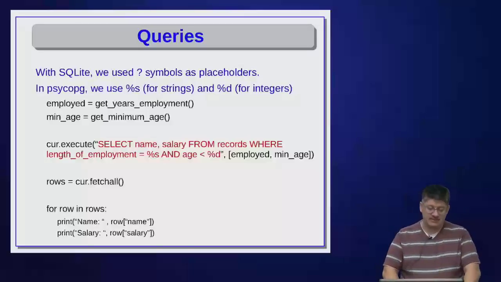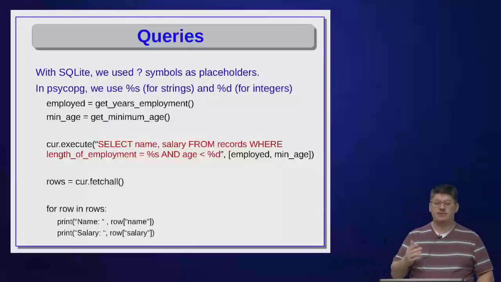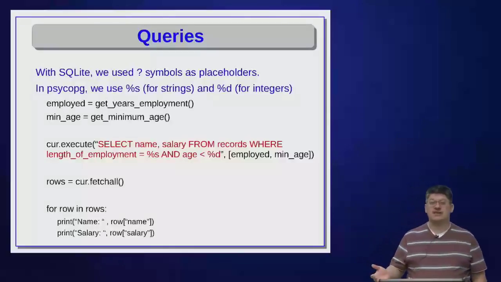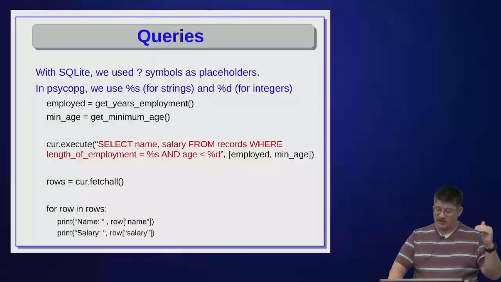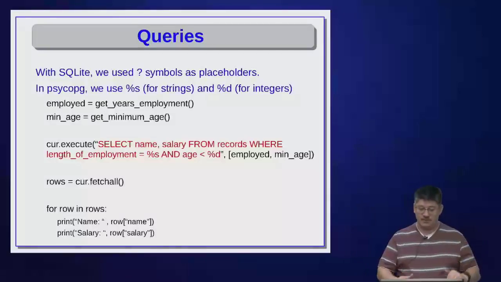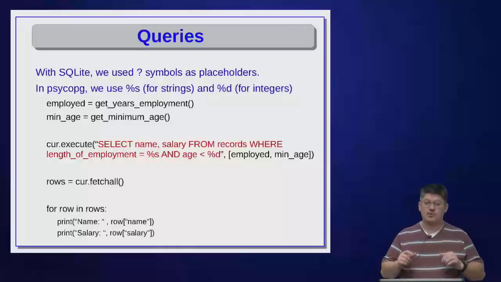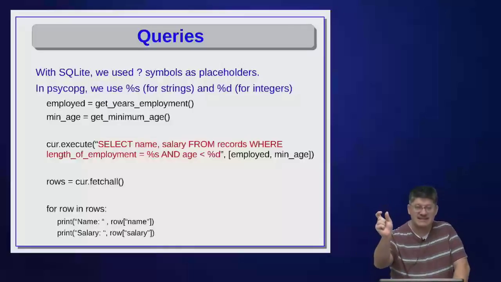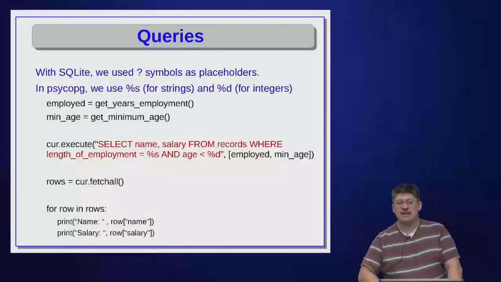And so I can do something like this. I can run some function that will get the number of years someone's been employed and put that in a variable named employed. I can call another function that gets some minimum age and store that in min age. And then I can say cur.execute, and I'm going to query the database to see anybody whose length of employment is that number of years of employment and whose age is less than the minimum. So select name and salary from records where length of employment is, and then I say %s, that's my string placeholder, and age is less than %d is my integer placeholder.